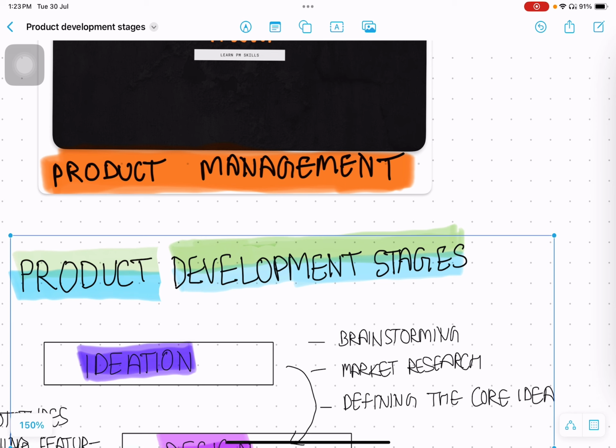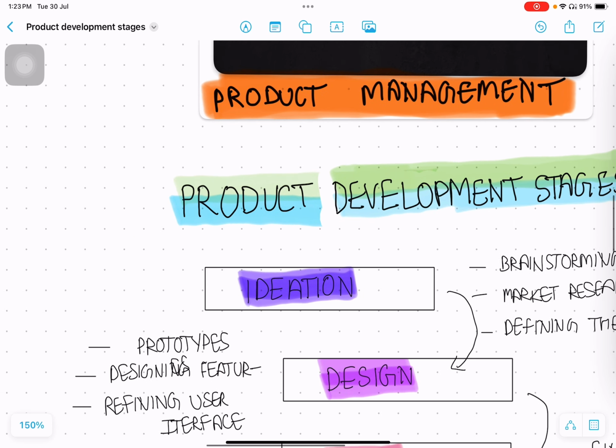Take Google's development of Google Glass. The idea was born from the concept of augmented reality glasses that could provide information and connectivity in real time. Google's ideation involved identifying market needs and exploring technological possibilities. In this stage, it's crucial to generate innovative ideas and understand the problem you are solving for the target customers.